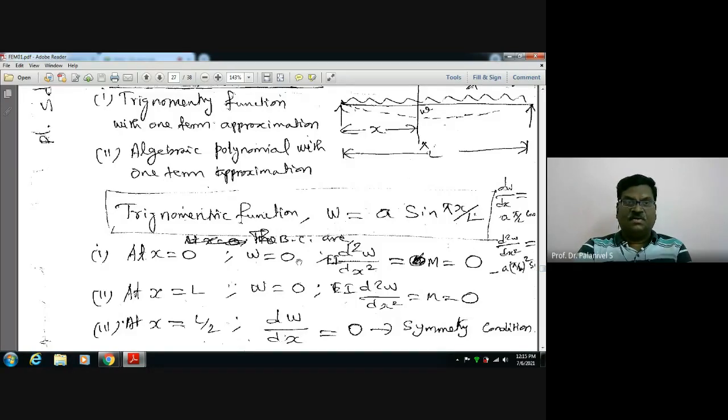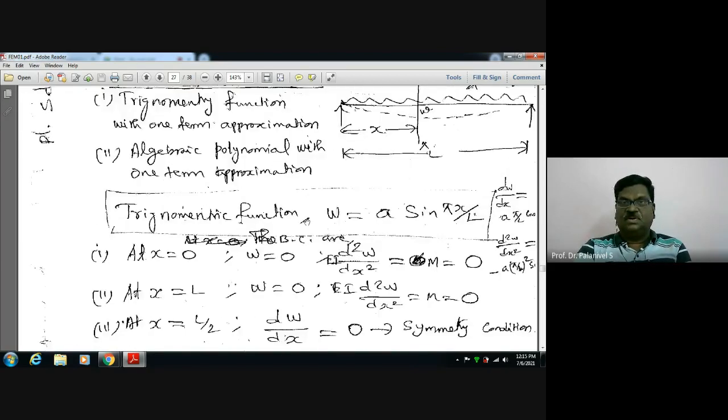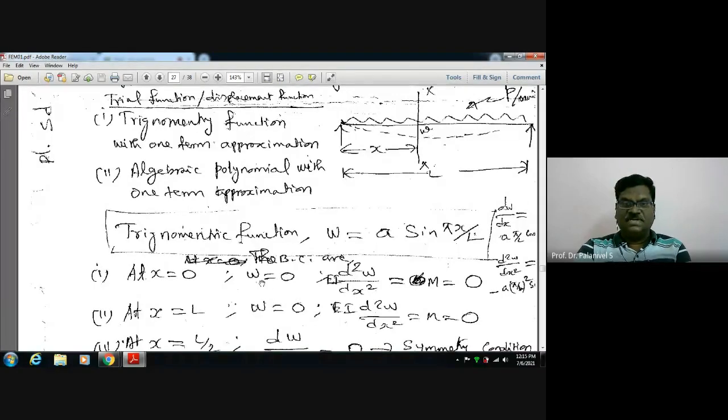Now I am checking the boundary conditions for the chosen trial function. At x is equal to 0, W equal to 0, no doubt. At x equal to 0 the kinematic boundary condition is 0, and you can say the field variable is also 0. So the chosen function satisfies the field variable as well as the kinematic boundary condition. And EI d square W by dx square is equal to minus M, which is 0, where at x is equal to 0 the simply supported end bending moment is 0. So this function also satisfies that.